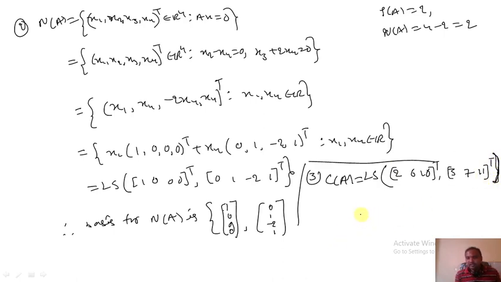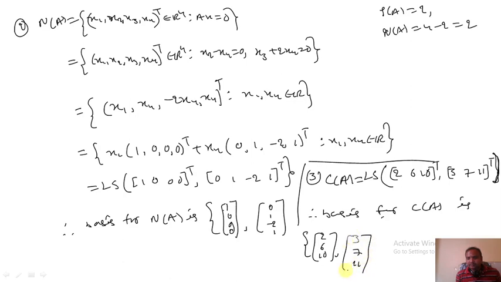Or it can be this one, two vectors. Therefore, the basis of the column space of A is (2, 6, 10) and (3, 7, 11). This is the basis. So now we find the column space. This is one of the bases. These two vectors are generating it. Now go for another way also.